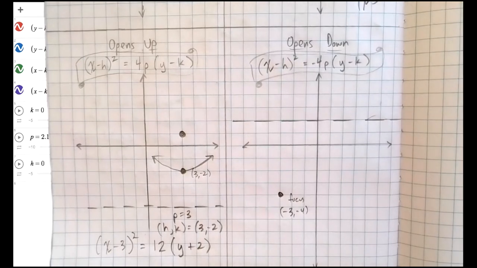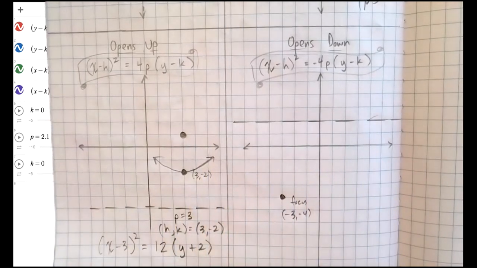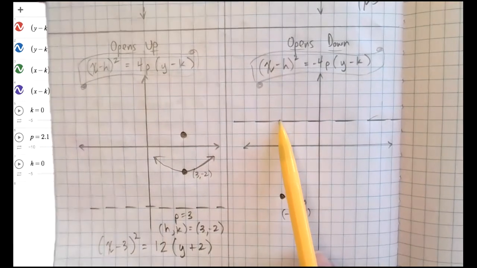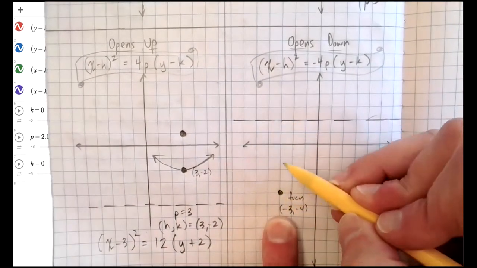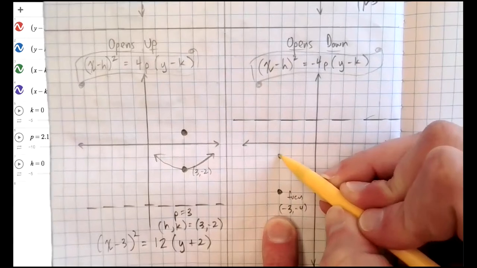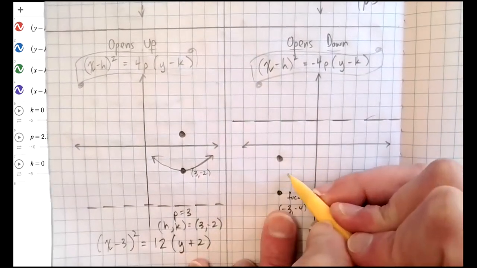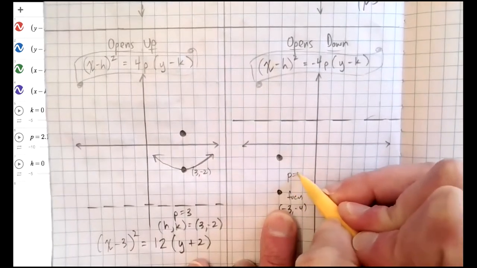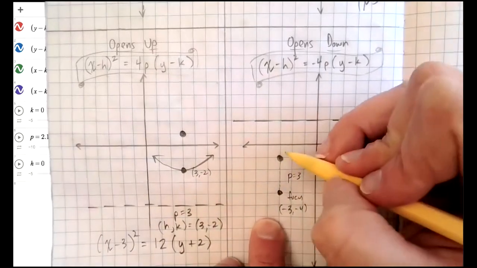Mr. Barnes, why would you do this to these kids? Well, I want them to think critically. I'm answering my own questions. Where would the vertex be? It'd have to be halfway in between the focus and the directrix. So what's halfway in between negative 4 and positive 2? If you said negative 1, you're right. The p-value is 3 because the focus is 3 away, and the directrix is 3 away.